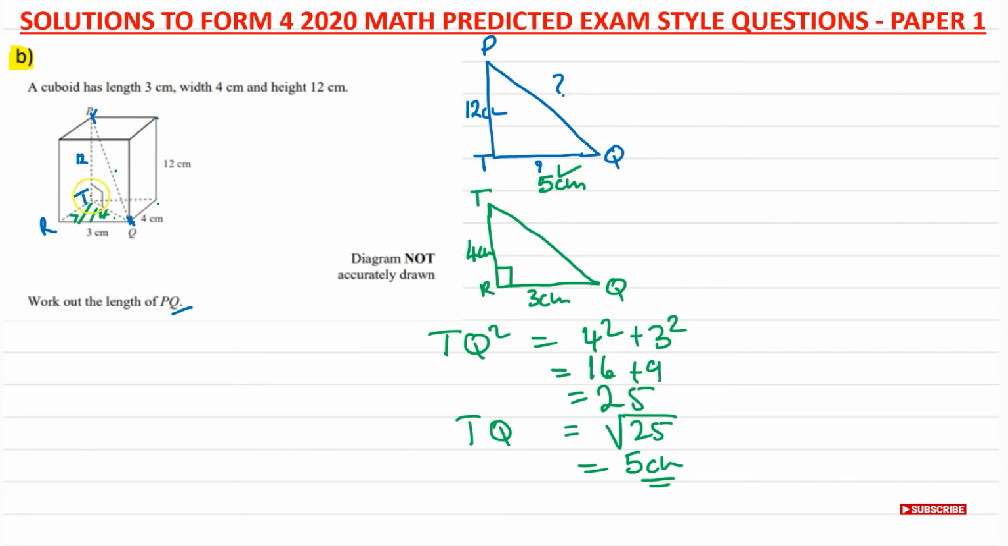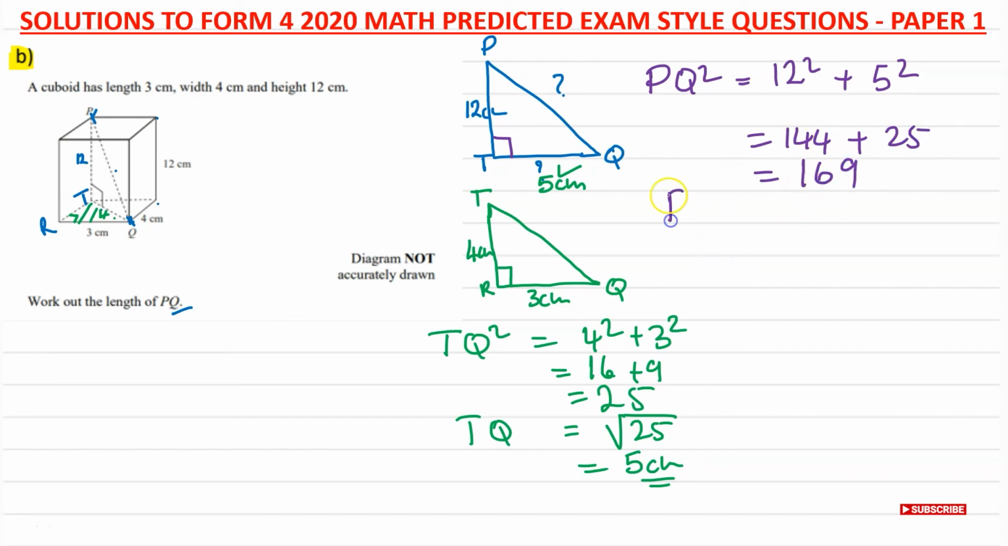So this triangle TPQ, again, is a right angle triangle. There is a right angle there. Now I can say PQ squared is going to be equal to 12 squared plus 5 squared. 12 squared is 144. 5 squared is 25. So this is going to be equal to 169. Therefore, PQ is going to be the square root of 169, which is equal to 13 centimeters. So PQ is equal to 13 centimeters.